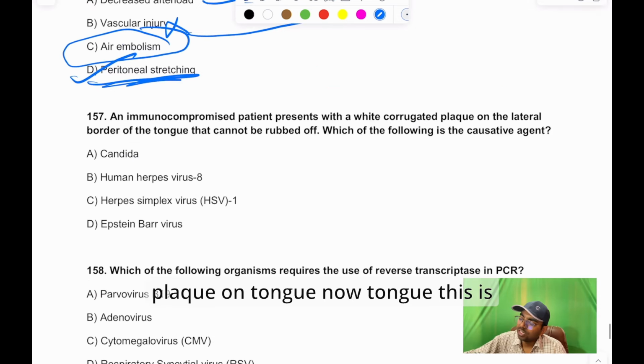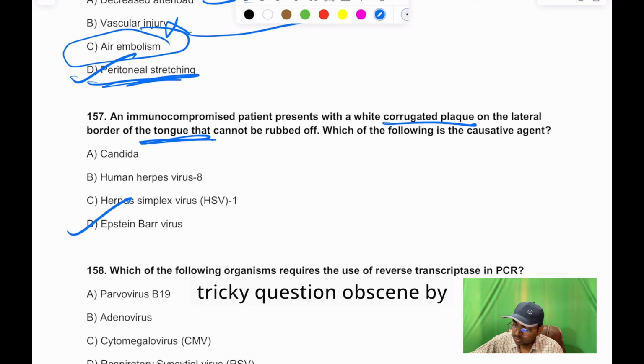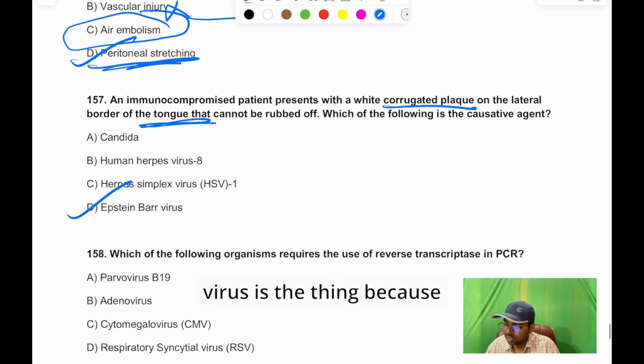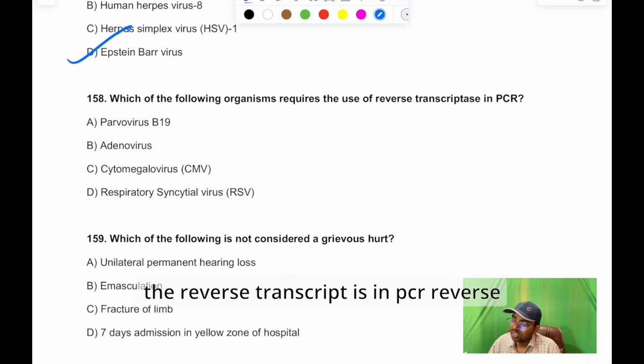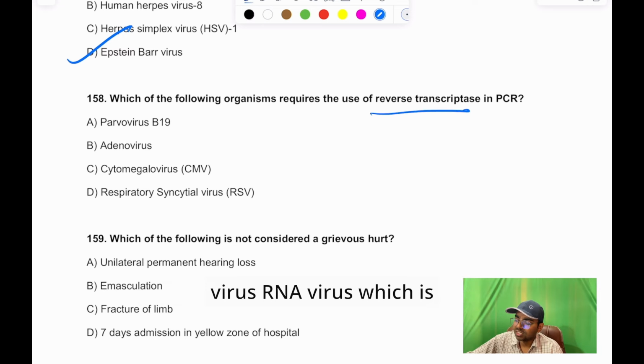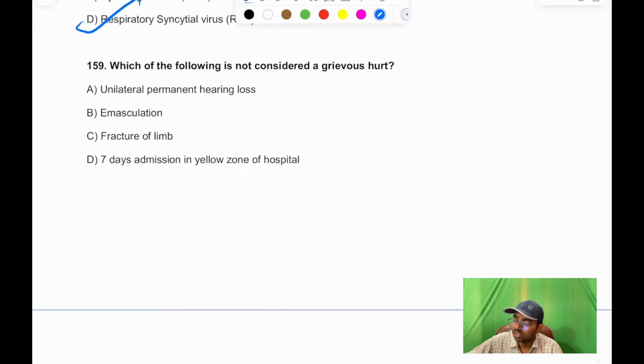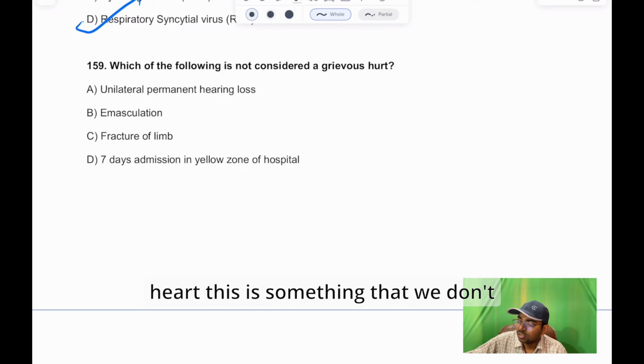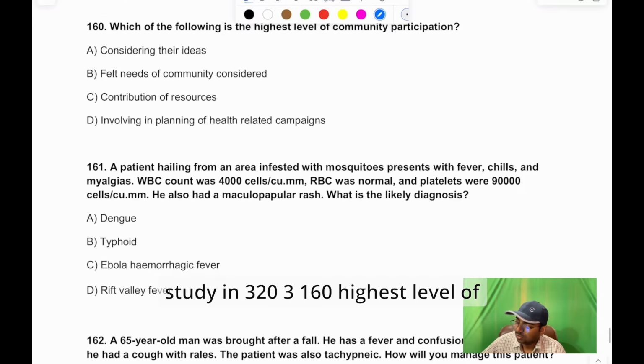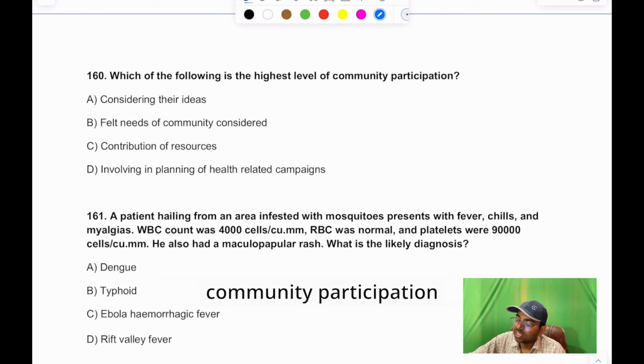Now corrugated plaque on tongue. Now tongue, this is a tricky question. Epstein Barr virus is the thing. Requires the reverse transcriptase in PCR. Reverse transcriptase, RNA virus, which is our respiratory syncytial virus. Which of the following is not required to consider grievous hurt? This is something that we don't study in 320. 160. Highest level of community participation.